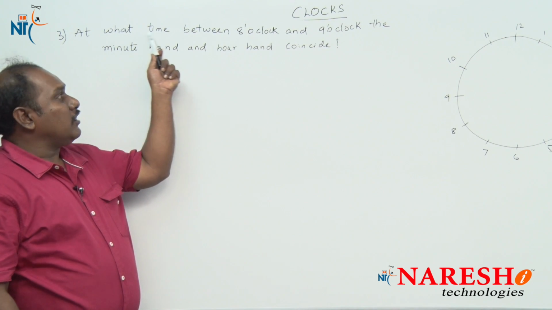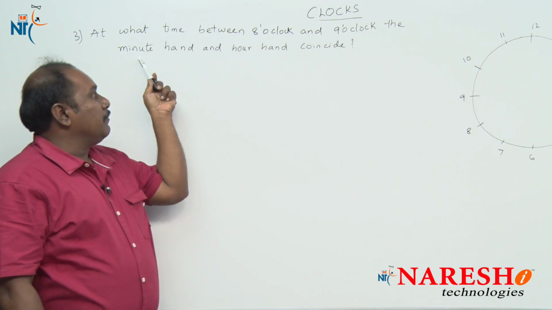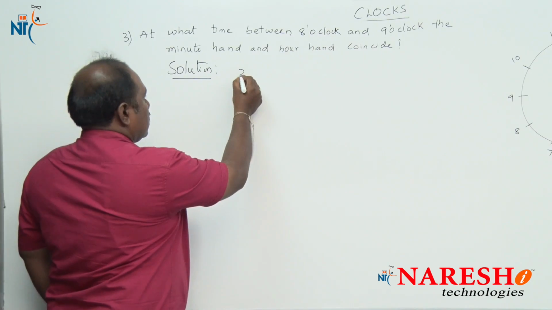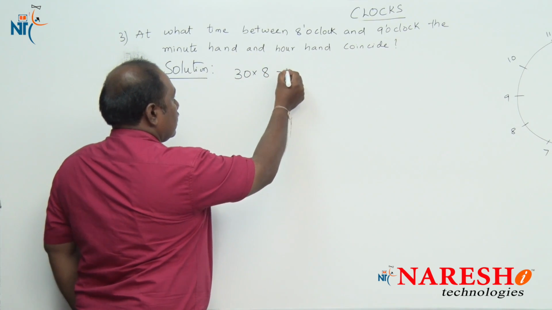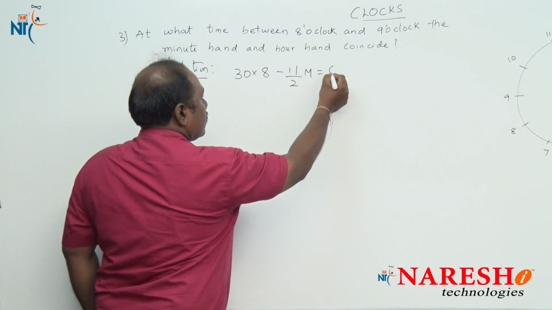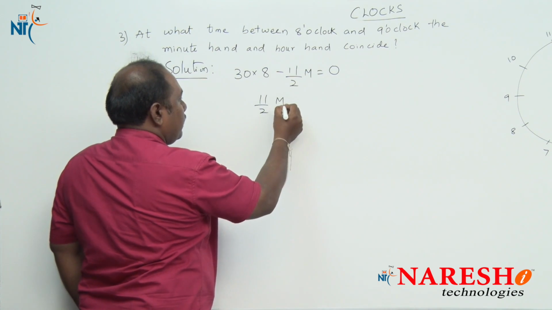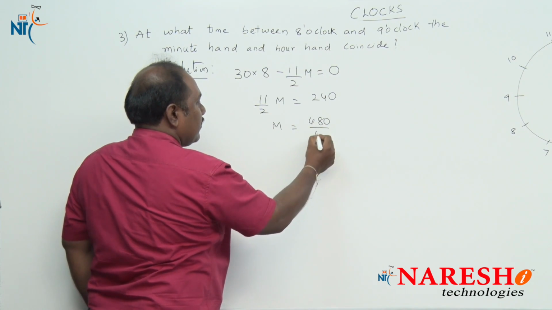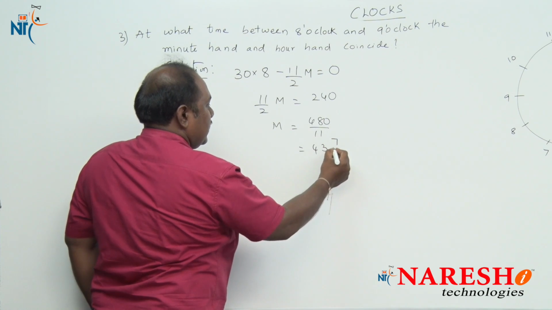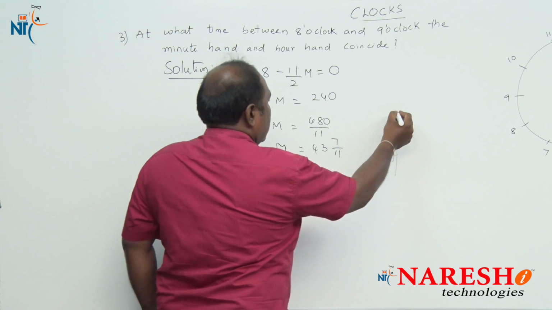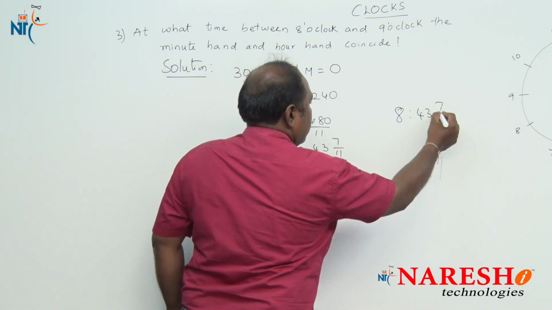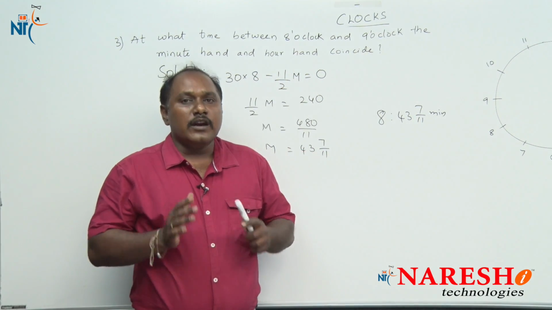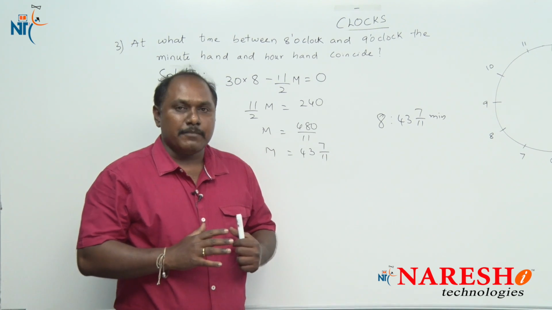The next question: at what time between 8 o'clock and 9 o'clock do the minute hand and hour hand coincide? Try to solve this problem by using the formula. 30 into 8 minus 11 by 2 m equal to 0. 11 by 2 m equal to 240. m is equal to 480 by 11, which is 43 7 by 11. So at 8:43 7 by 11 minutes, the minute hand and hour hand coincide. Now let us discuss one more problem of the same type.